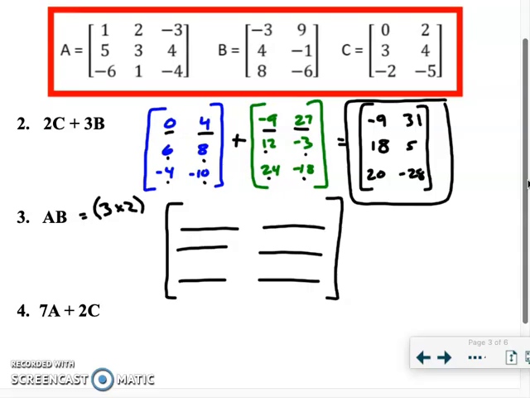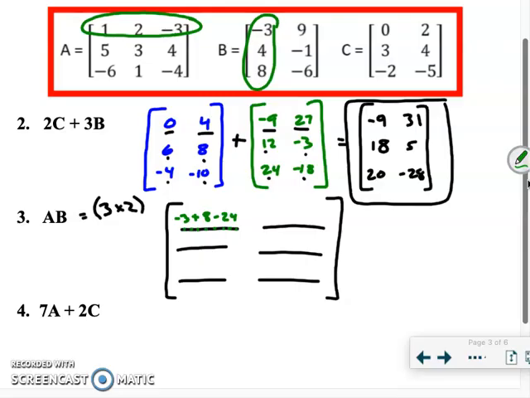So when we multiply A times B, I'm going to target row 1, column 1. That means I literally take row 1 times column 1. So first element: 1 times -3 is -3. Second element: 2 times 4 is 8. Third element: -3 times 8 is -24.